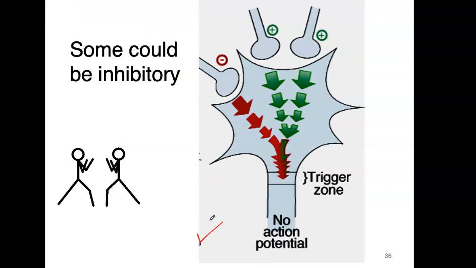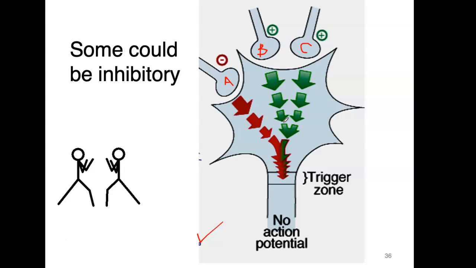What if not all of them are summing? What if one of them is inhibitory? So in this case, we can make this A here inhibitory, and we'll make this B, and we'll make this C. So the inhibitory is going to actually annul some of that current that's coming in from B and from C, and it does it by making it hyperpolarized.